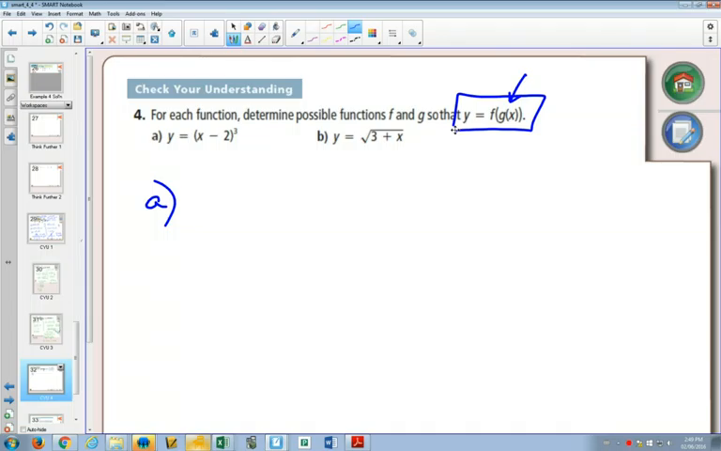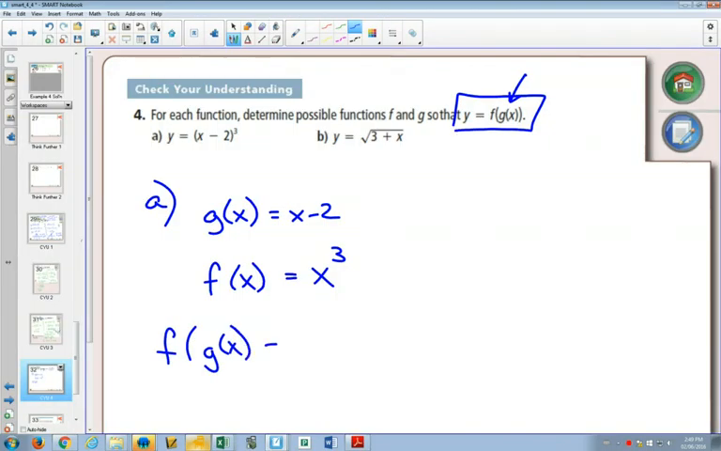So if we made our inside function x minus 2, then our outside function is cubing it, right? Let's just do a check to see if we're right. If I did f of g of x, that would equal f of, my inside function is x minus 2. What does f do? It takes whatever you put in and cubes it. Does that match with what we had? Yes, it does.